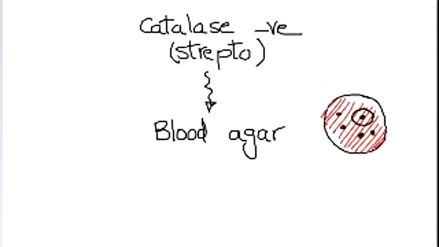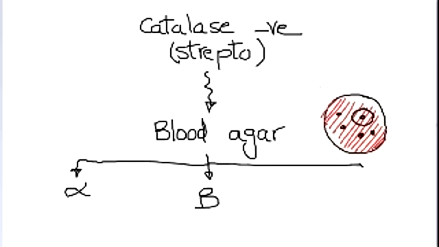If the bacteria partially destroyed the RBCs on the blood agar, this is partial hemolysis, and this is called alpha hemolysis. If the bacteria did not destroy any of the RBCs of the blood agar, this is non-hemolytic or gamma hemolytic bacteria. So on the blood agar, I will either get alpha hemolytic colonies, or beta hemolytic colonies, or gamma hemolytic colonies.